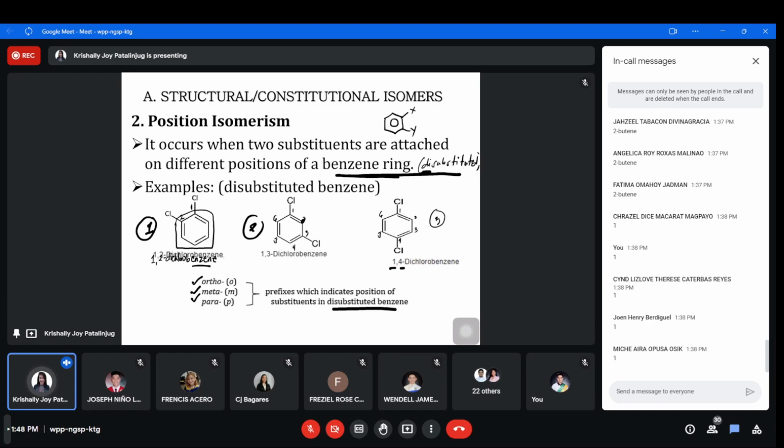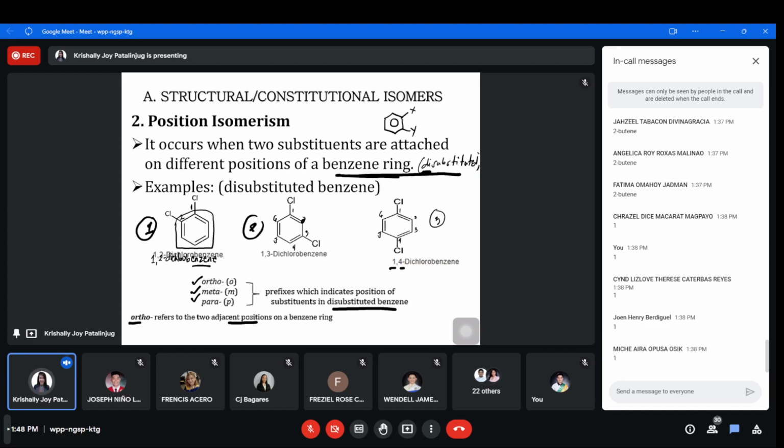Pwedeng parehas, pwedeng magkaiba as long as dalawa lang yung substituent ng benzene ring. That's the time you could use these prefixes that indicate the position of the substituents in the benzene ring. So kailan natin gagamitin yung ortho? Okay? Class, yung ortho prefix refers to the two adjacent positions of substituents in a benzene ring. Ibig sabihin ng adjacent, magkatabi.